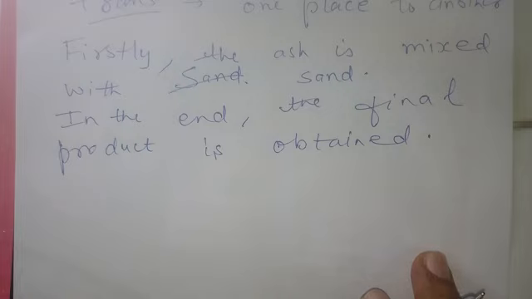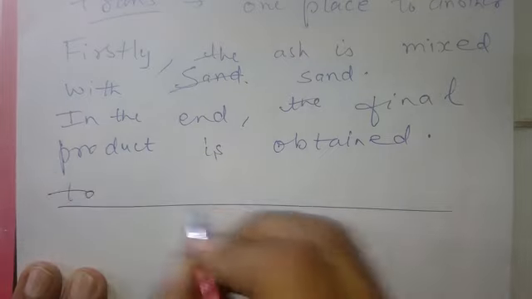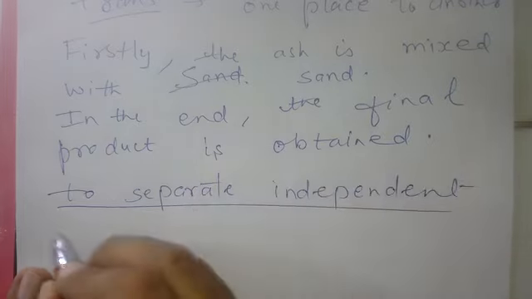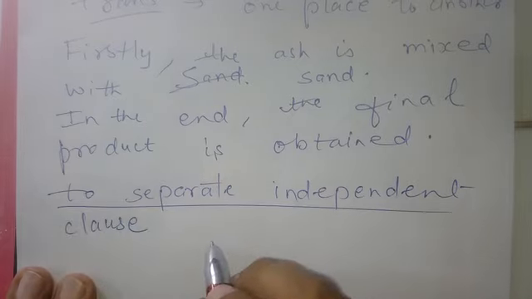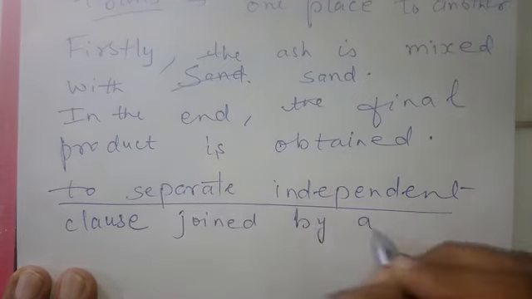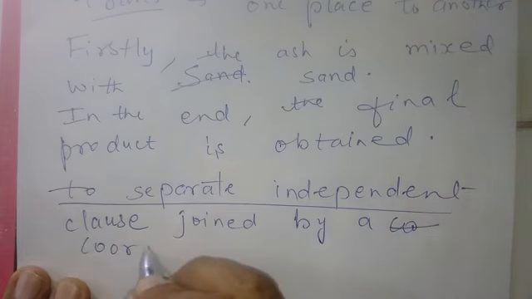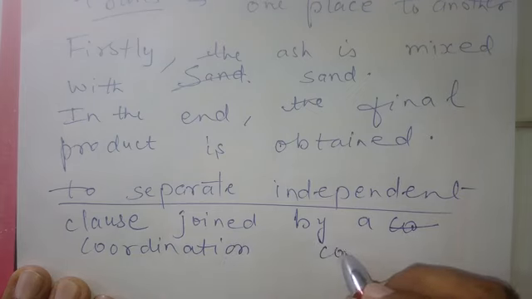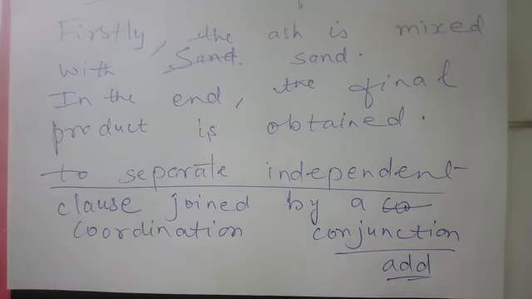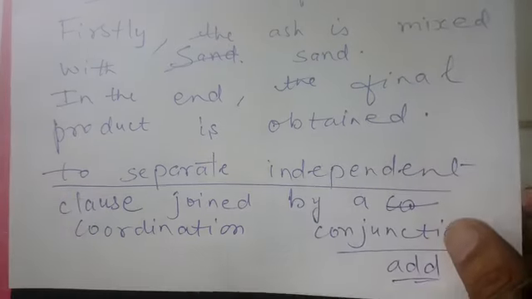Now the next point is to separate independent clauses joined by a coordinating conjunction. The meaning is common: add. The root is junction, like railway junction, to add things. English is basically based on roots. So that's the thing on which we have to work.